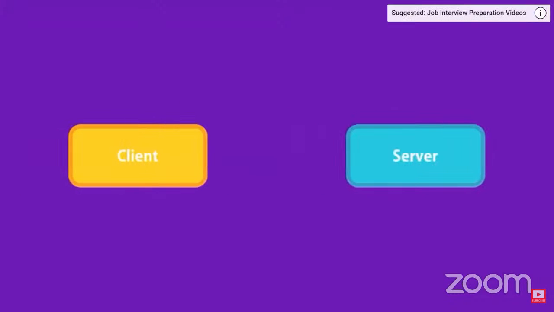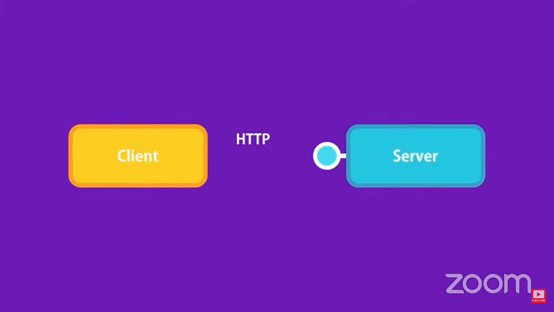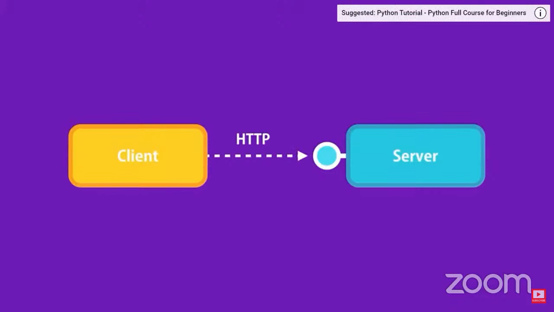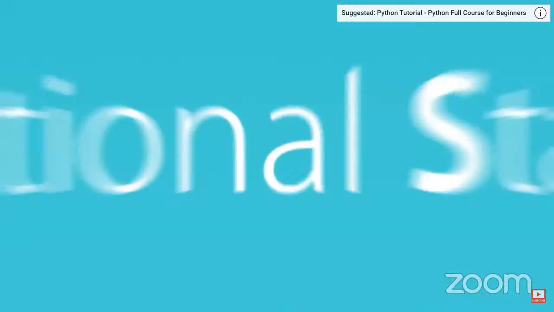This communication happens using the HTTP protocol, the same protocol that powers our web. So on the server, we expose a bunch of services that are accessible via the HTTP protocol. The client can then directly call these services by sending HTTP requests. Now, this is where REST comes into the picture.